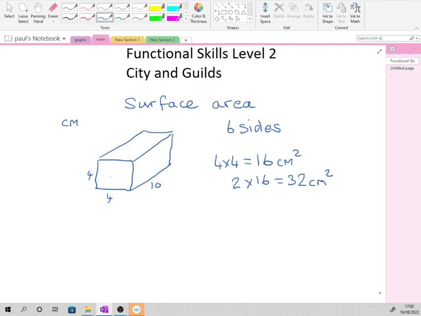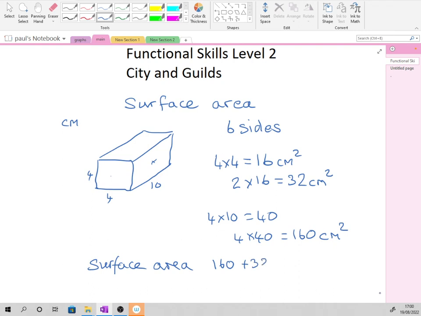Now the sides, these sides, yeah. There are 1, 2, 3, 4. There's a bottom, the top, the back, and the front. And these are 4 by 10. So we've got 4 times 10 equals 40. We've got 4 of them. 4 times 40 equals 160 centimeters squared. So the surface area of this shape is going to be 160 plus the 32, which is 192 centimeters squared.